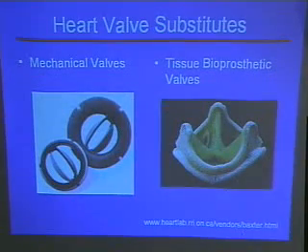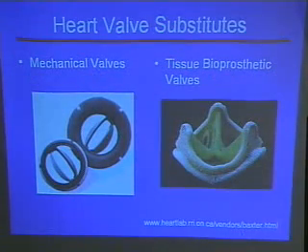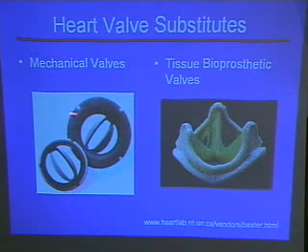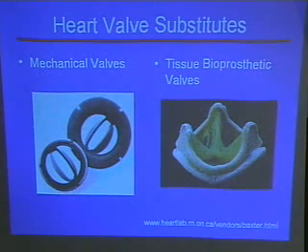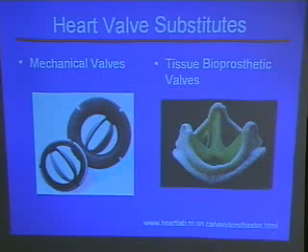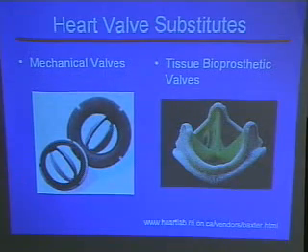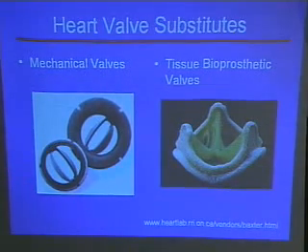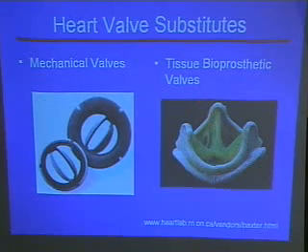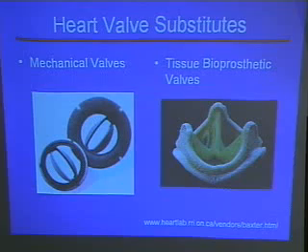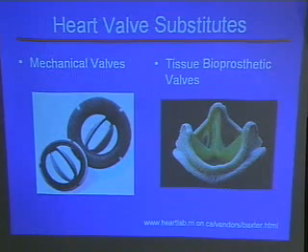The current heart valve substitutes are either mechanical or tissue bioprosthetic valves. This is an example of a tilting disc mechanical valve. Mechanical valves are made of materials such as pyrolytic carbon, titanium, and other metals. And tissue bioprosthetic valves are made from glutaraldehyde fixed porcine aortic valves or glutaraldehyde fixed bovine pericardium.